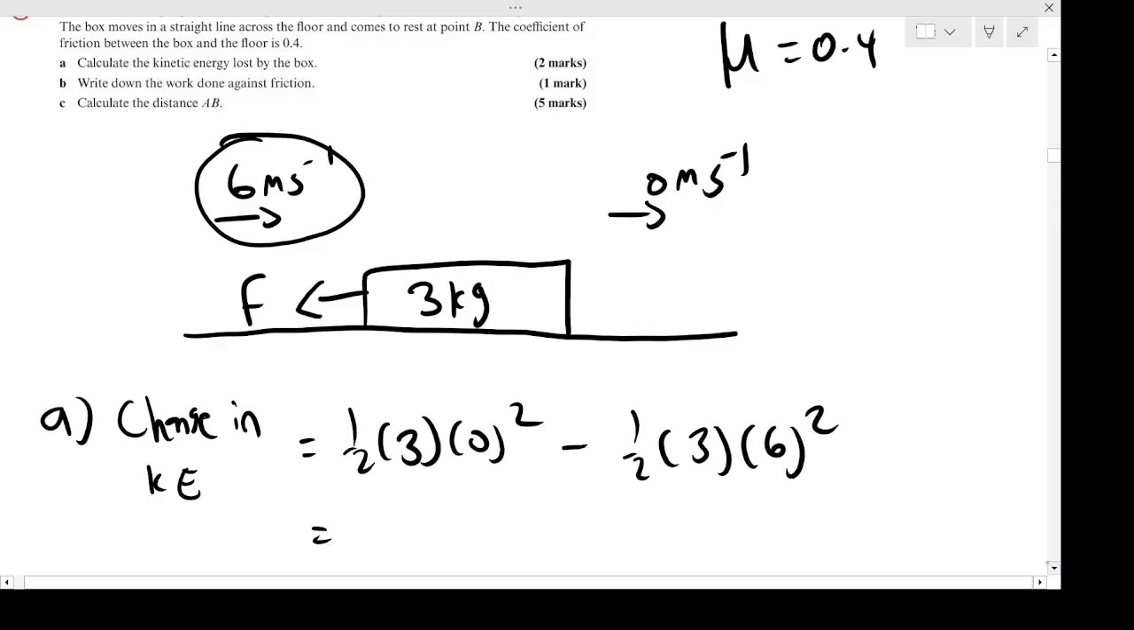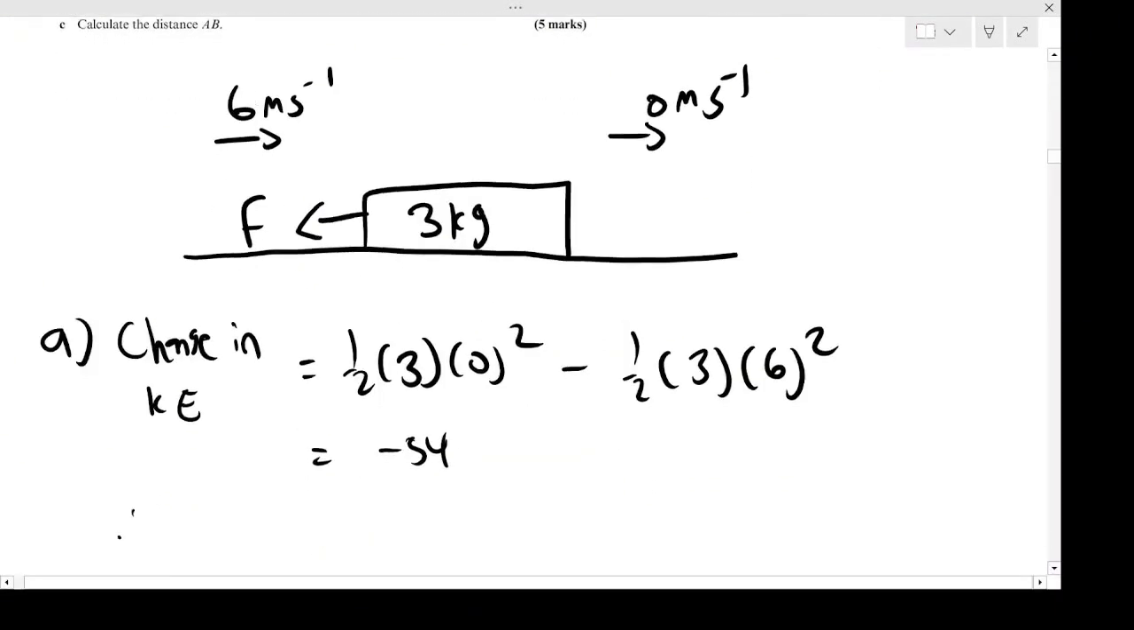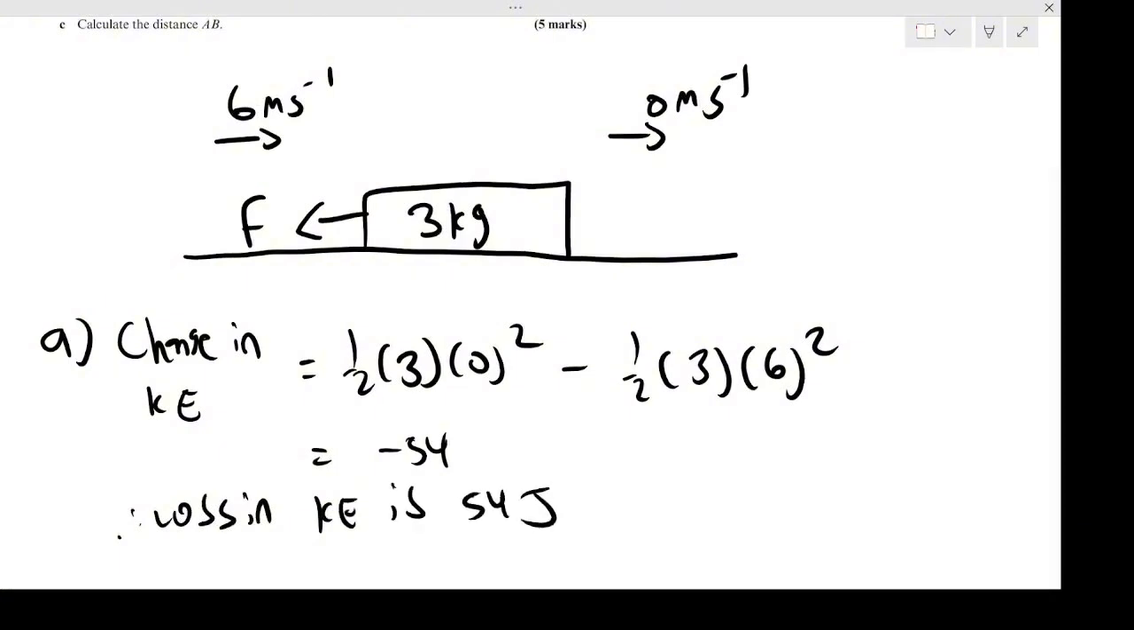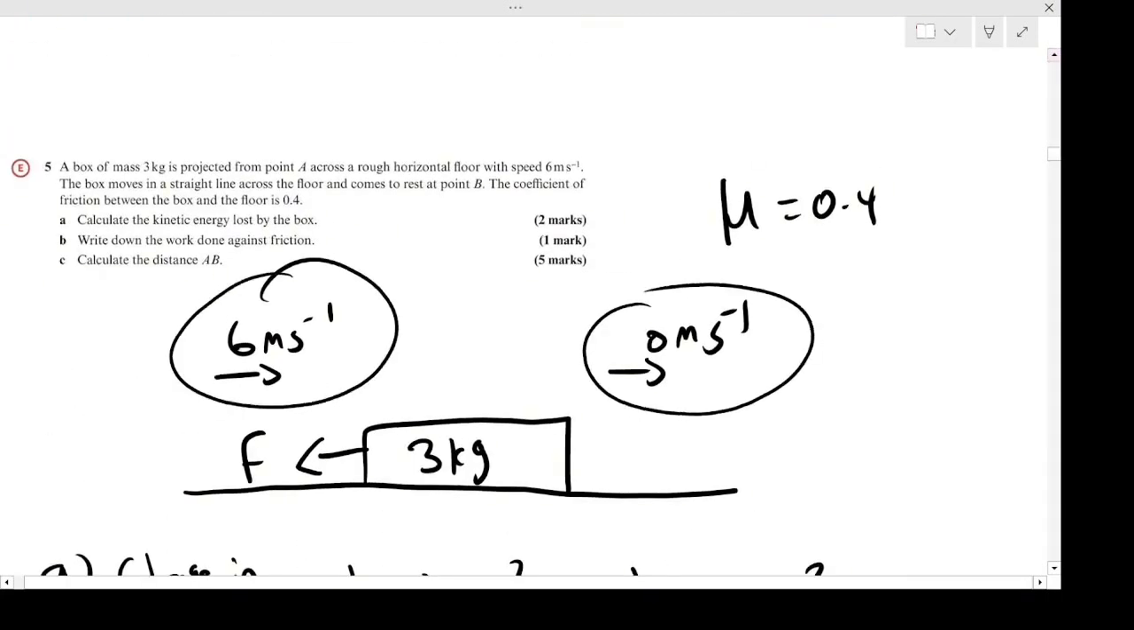That's going to be minus 54. Again, it's going to be a negative because it's lost the kinetic energy, so it's a negative change. So therefore, loss in kinetic energy is simply 54 joules. Okay, and there we are. And again, that's because the speeds have gone down.